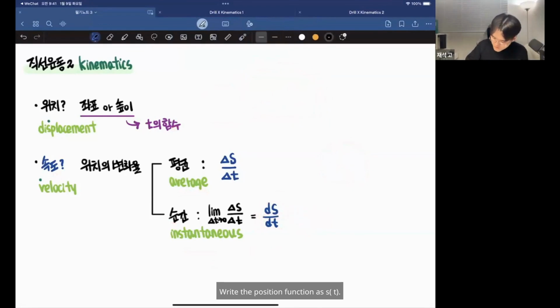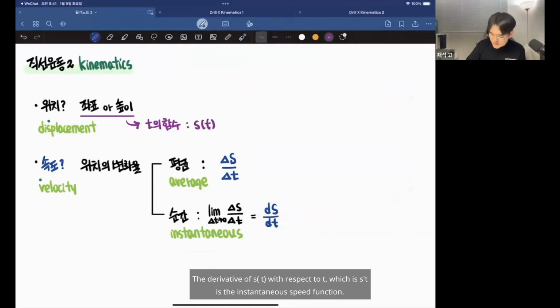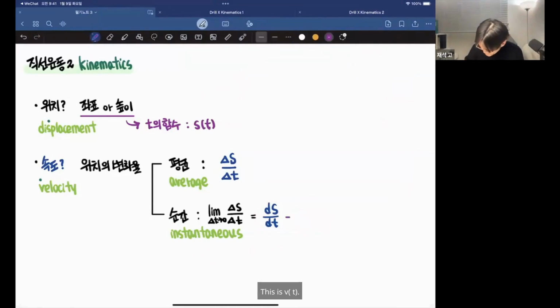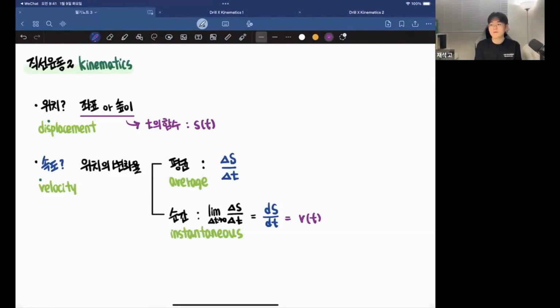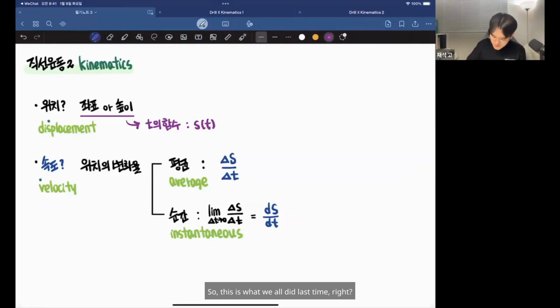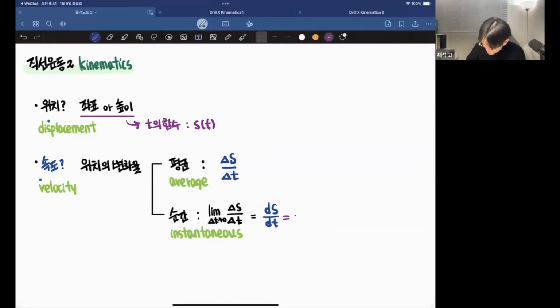Write the position function as s(t). The derivative of s(t) with respect to t, which is s'(t), is the instantaneous velocity function. In short, the velocity function is all about instantaneous velocity, you guys. This is v(t). If you differentiate the position function with respect to t, it becomes the instantaneous velocity function. So this is what we all did last time, right?